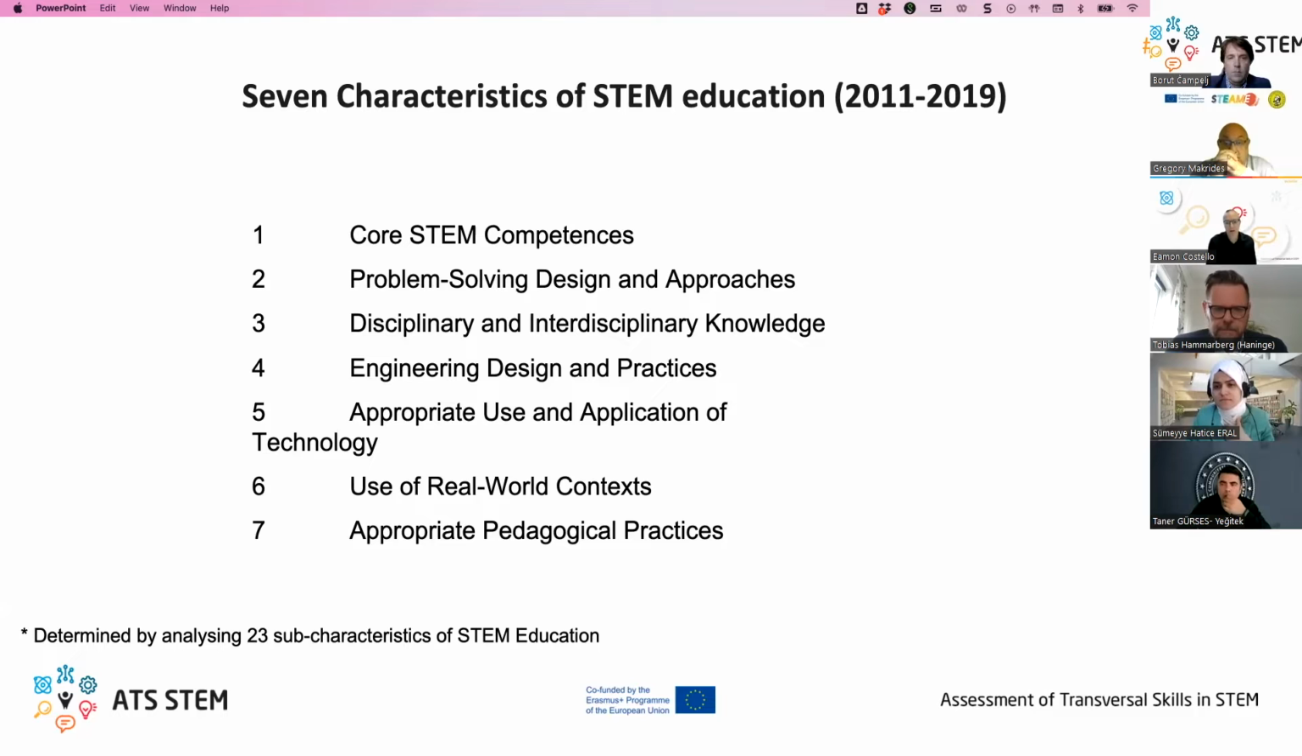We looked at seven characteristics of STEM education that we analyzed. We did a systematic literature review of 74 publications in schools about STEM. And we found that the most common facets were core STEM competences, which I talked about, problem solving, design and approaches, disciplinary and interdisciplinary knowledge, engineering design and practices, appropriate use of technology, appropriate pedagogical practices, and this use of real world context that I alluded to before, about giving students examples of where they can feel and live the impact of what they're doing, and they know that what they're doing is not just something for school.